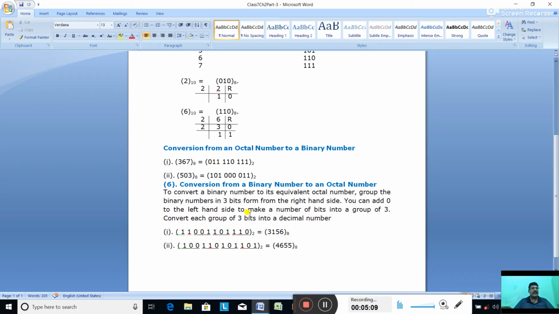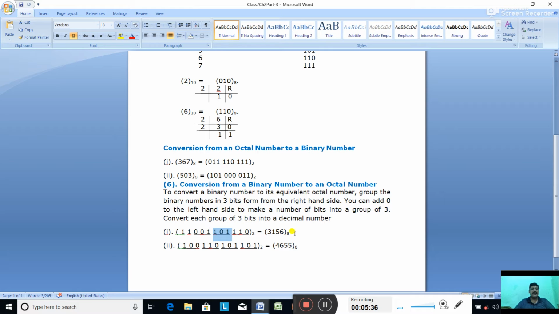Now next one is conversion from a binary number to an octal number. To convert a binary number to its equivalent octal number, group the binary digits in 3 bits form. From the right hand side, you make the groups of 3.